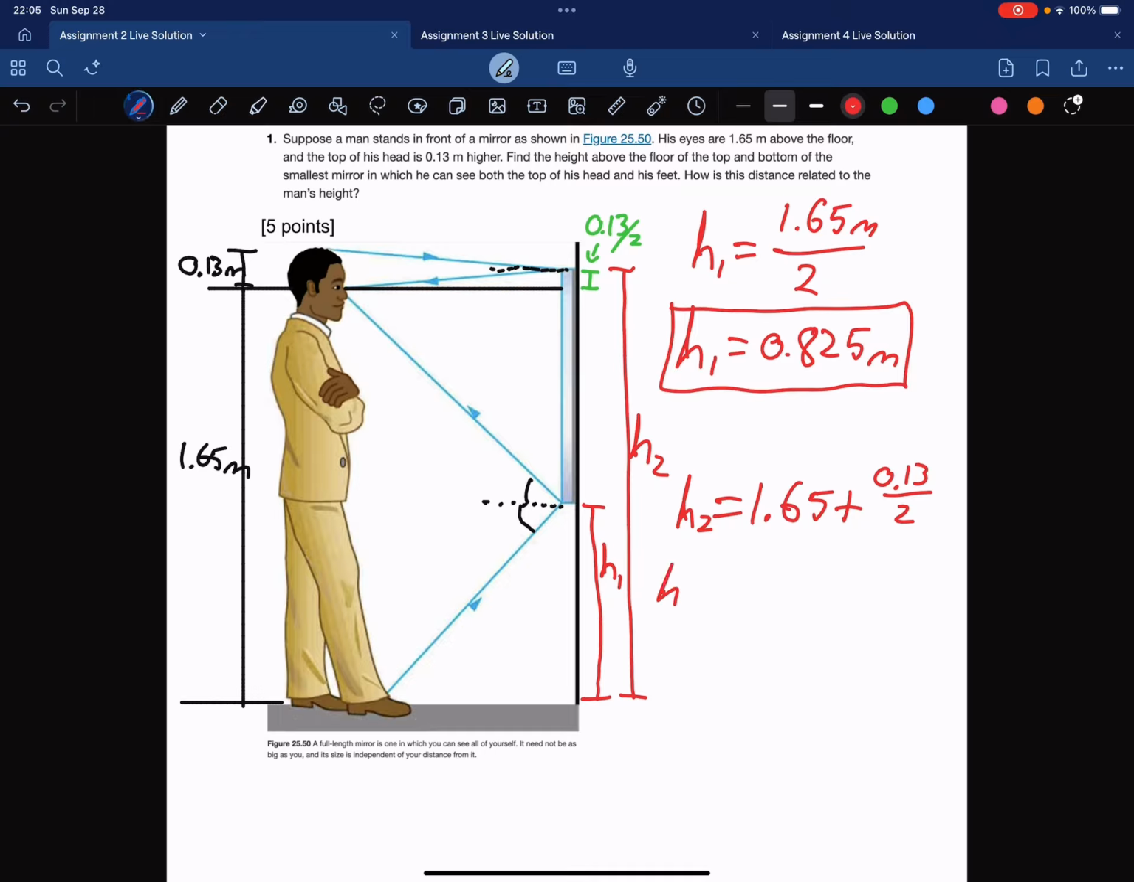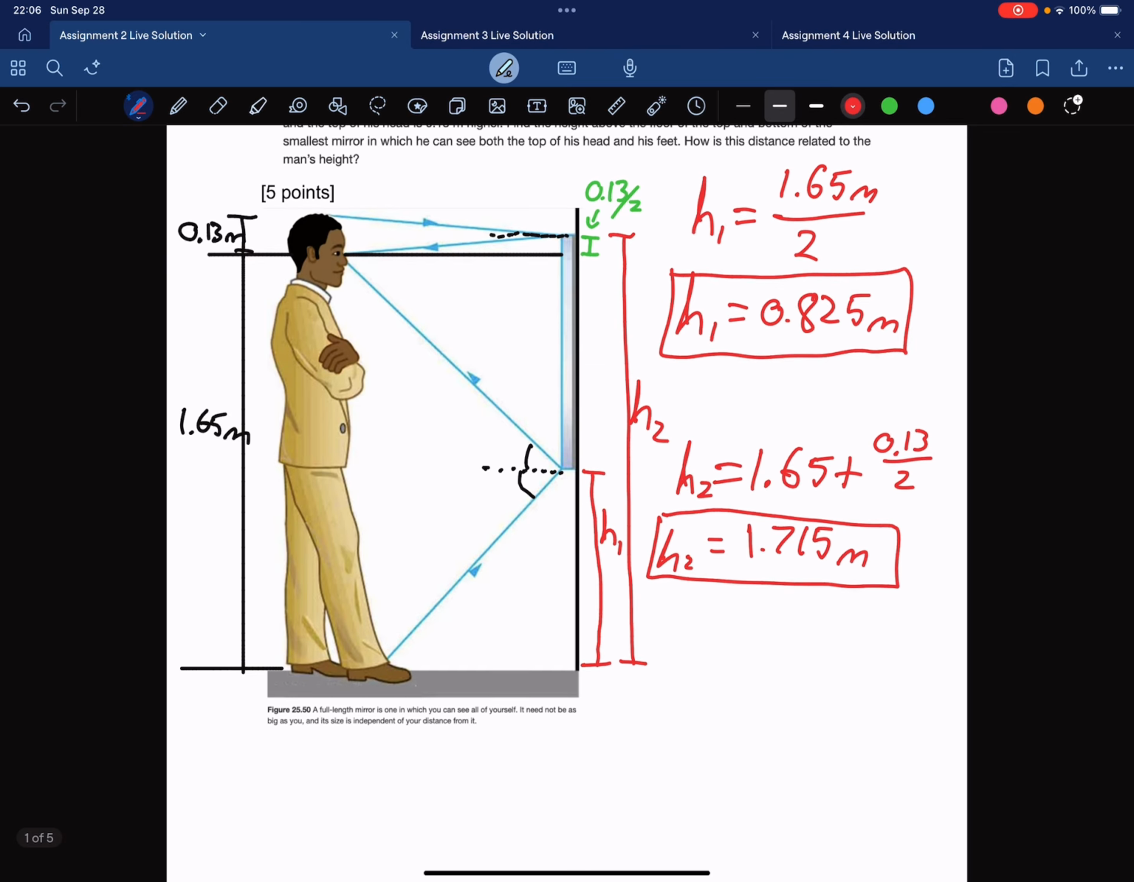So H2 is going to give us 1.65 plus 0.065 equals 1.715 meters up off the ground. Awesome.